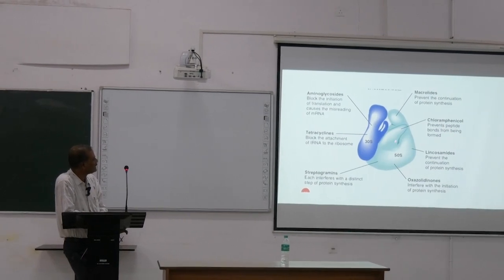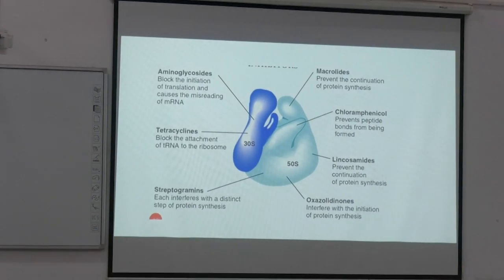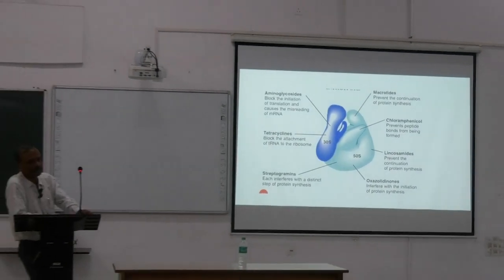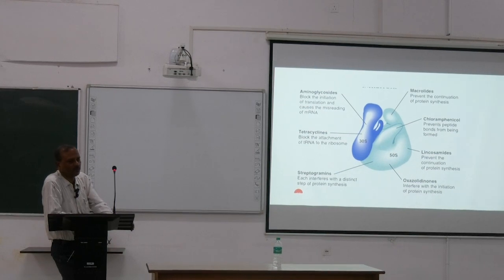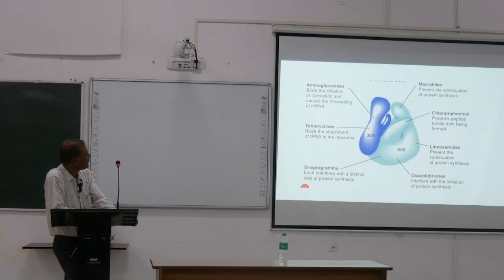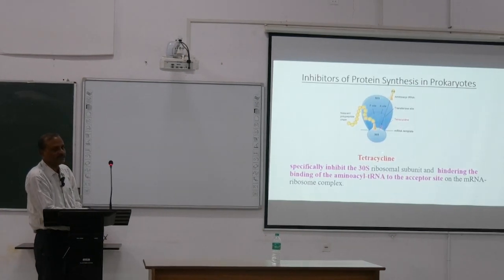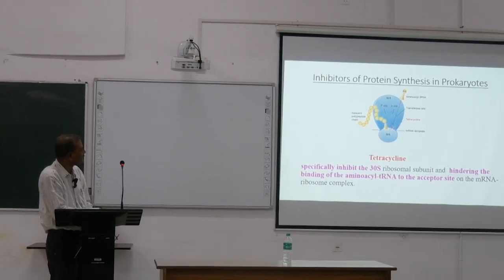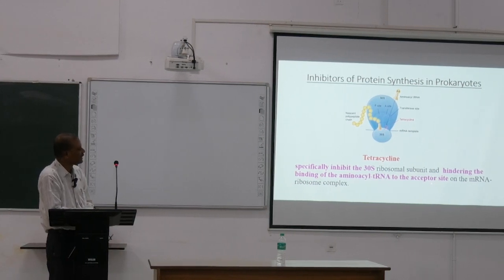And then these drugs basically, I told you, either they will stop the initiation phase or pre-initiation complex formation, or it will stop the amino acid tRNA synthesis, or it will prevent the elongation or initiation, whatever it is. So, next, one example is tetracycline. Tetracycline is basically a bacteriostatic drug. What it does is specifically inhibit the 30S ribosomal subunit and hinder the binding of amino acid tRNA to the acceptor site.